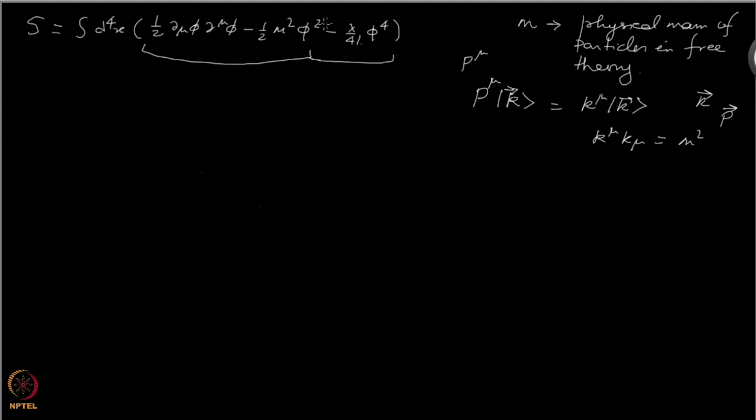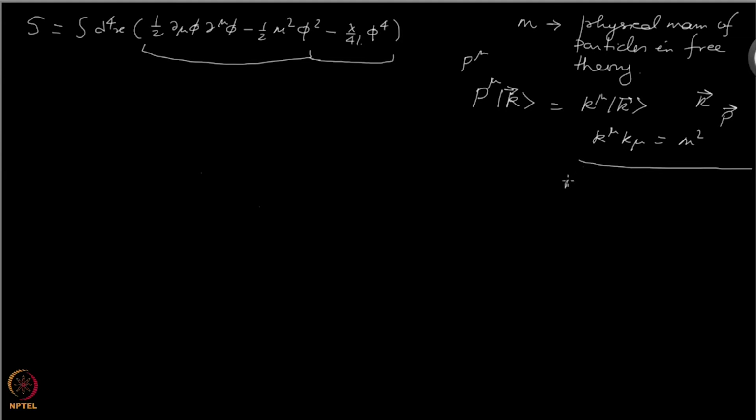So, what happens is that the moment you add interactions in the theory, this parameter m no longer remains the physical mass. We will have to carefully find out what the physical mass is in this theory. Unfortunately, we will not have time to do that in this course. I will do it in the next part, the second part of the quantum field theory course. But here let me just write it.